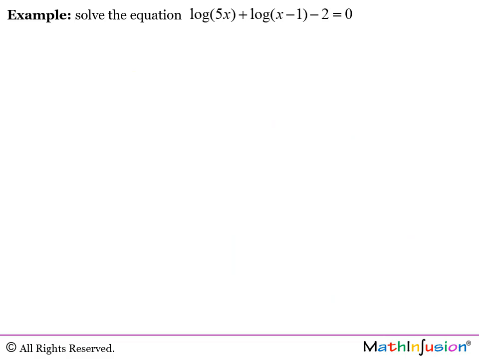Example, let's solve the equation log of 5x plus log of x minus 1 minus 2 equals 0. We will start again by inspecting the domain of the problem. From the first one, 5x is strictly greater than 0, so x is strictly greater than 0. For the second one, x minus 1 is strictly greater than 0, so x is strictly greater than 1. The intersection is x greater than 1.